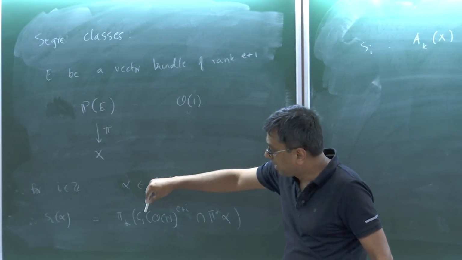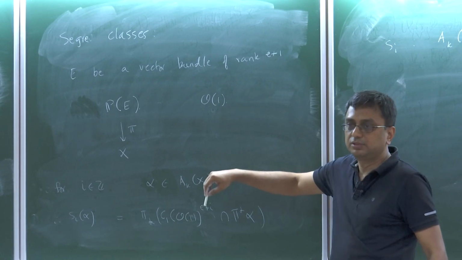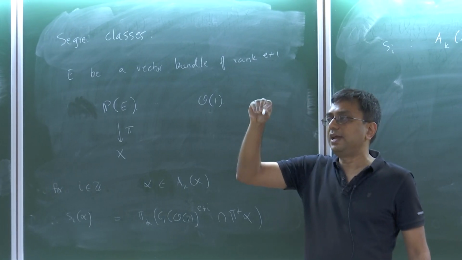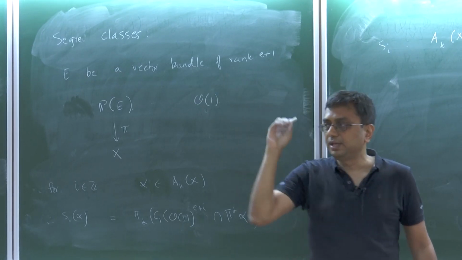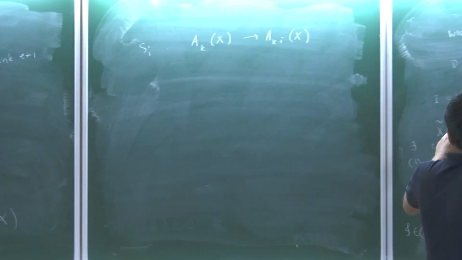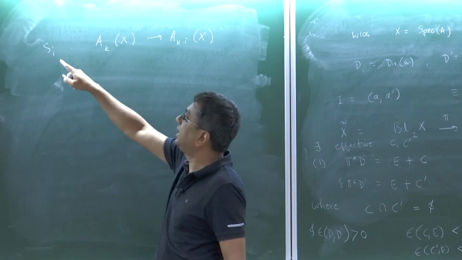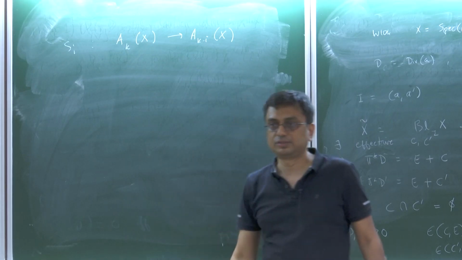And then I'm applying the first Chern class operator e plus i times. So it will land in A_{k+e-(e+i)}. So the e will cancel, and then I'm left with this. Therefore this ith Segre class is a map from A_k(X) to A_{k-i}(X). Okay.